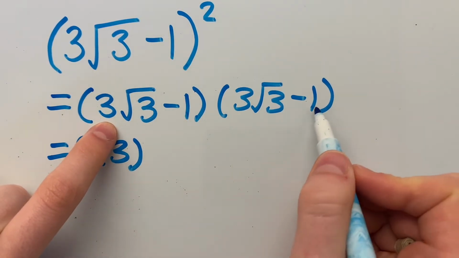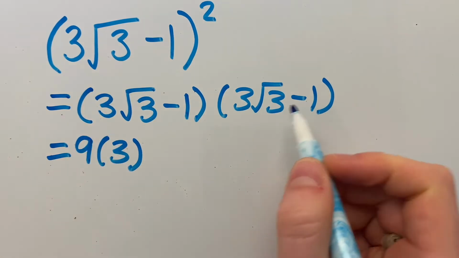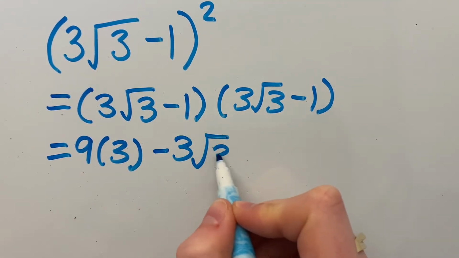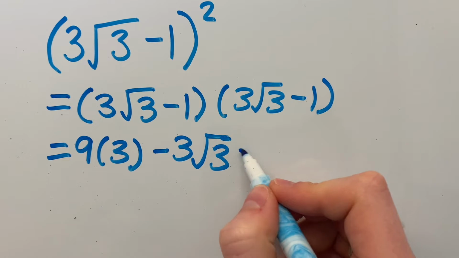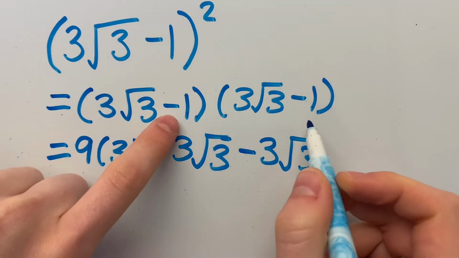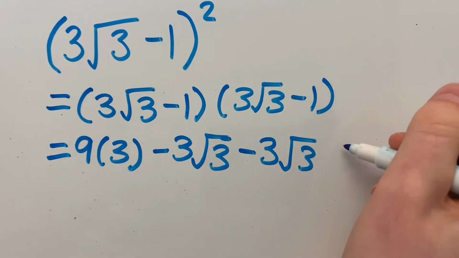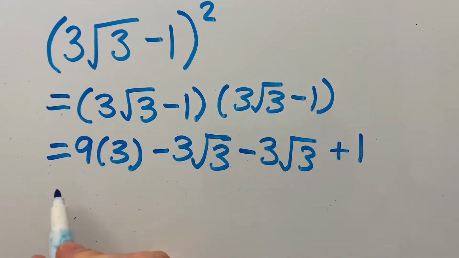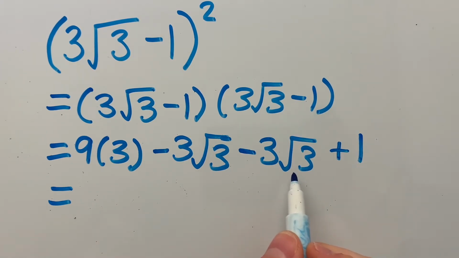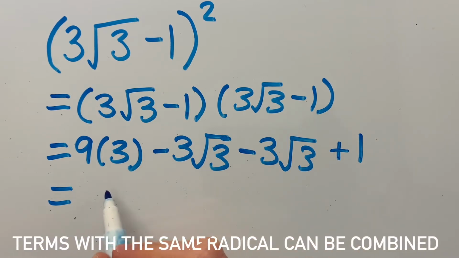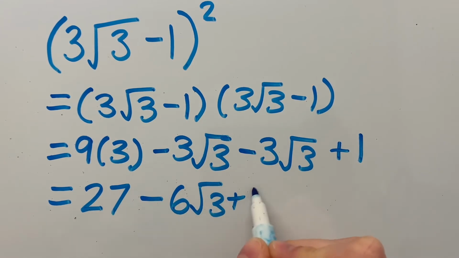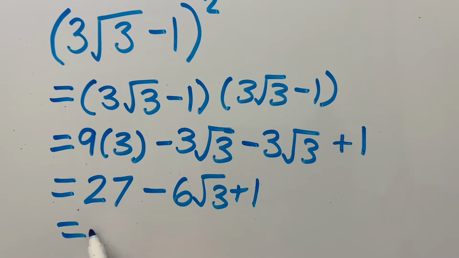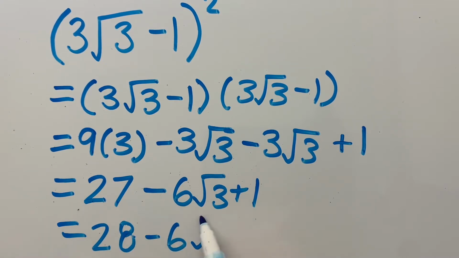Now I'll do my first term times my second part of the second bracket, so minus 3 root 3. Then again, I have minus 1 times root 3, which is minus 3 root 3, and then minus 1 times minus 1, the two negatives cancel out, we're left with plus 1. Now, because both of these terms have root 3, we can add those terms together because they're considered like terms. So I'm going to have 27 minus 6 root 3 plus 1. So my final answer will be 28 minus 6 root 3.